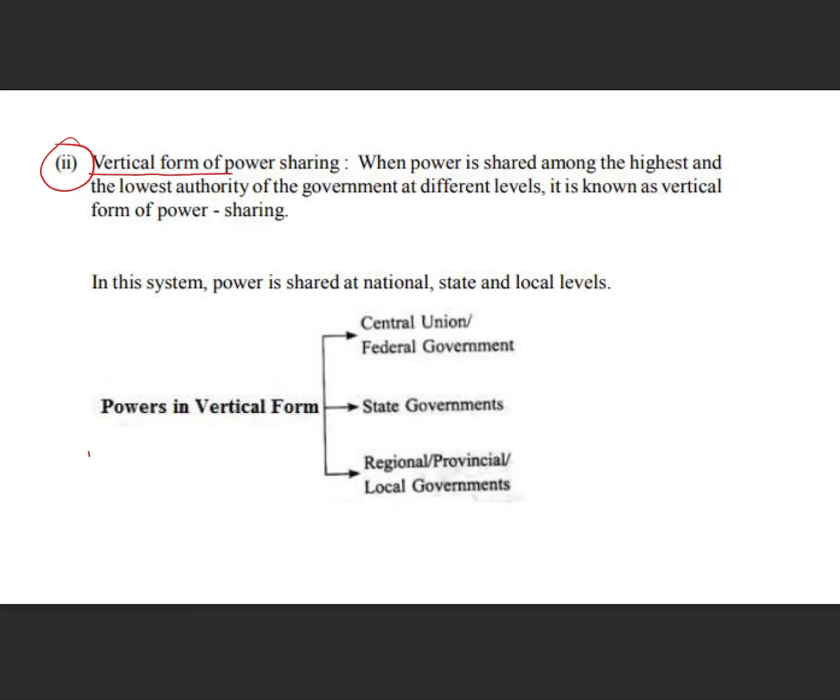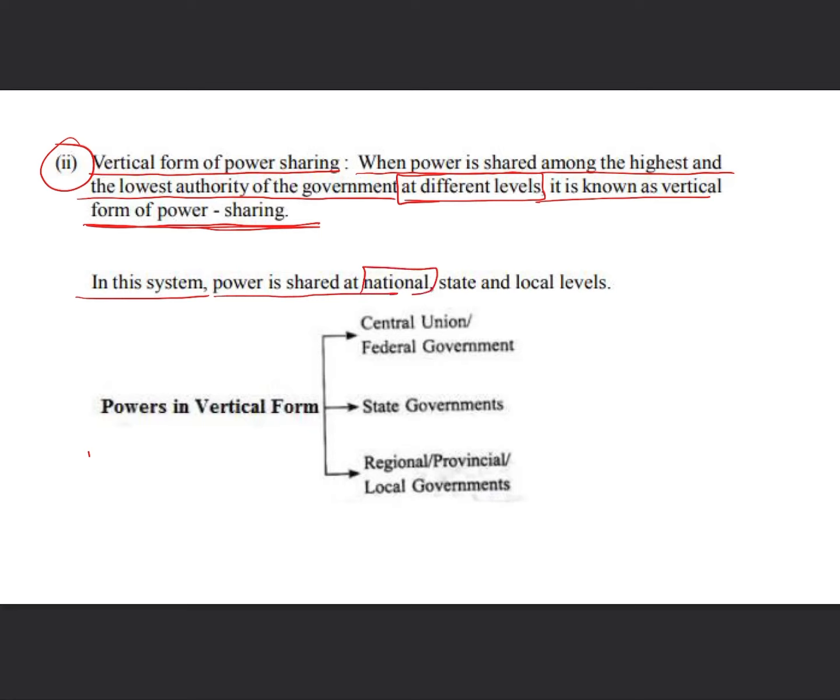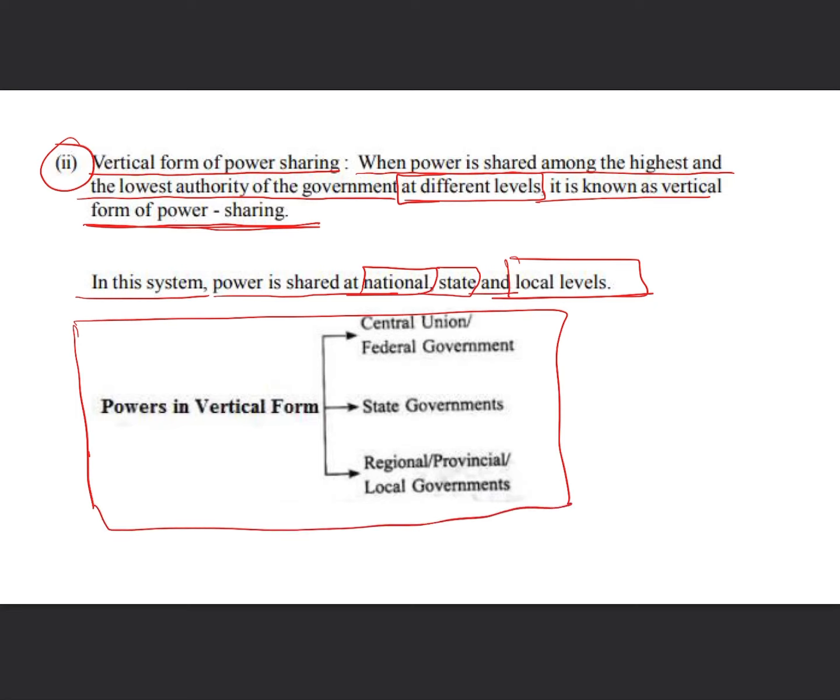Next is vertical form of power sharing. When power is shared among the highest and the lowest authority of the government at different levels, it is known as vertical form of power sharing. In this system, the power is shared at national, state, and local levels. This is what vertical power sharing looks like. Central government provides power to state government. State government provides some of its power to regional government. They all are working independently but below in hierarchy.